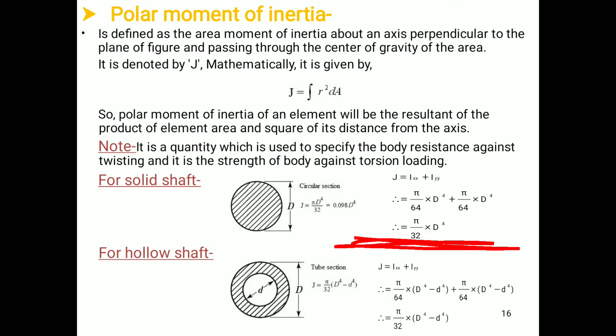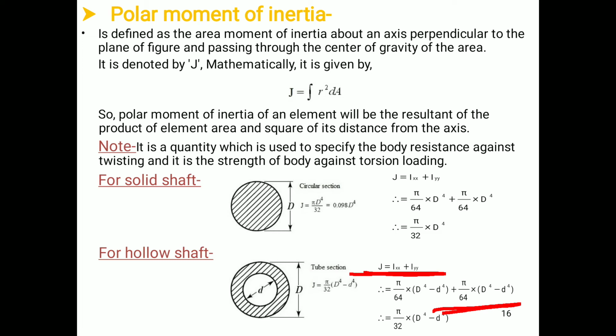Now we are going to derive the polar moment of inertia for a hollow shaft. From this figure, we have a hollow shaft which has an outer diameter capital D and the internal diameter small d. So it is a hollow shaft. So J is equal to Ixx plus Iyy. For hollow shaft, we have Ixx equal to pi by 64 into capital D raised to 4 minus small d raised to 4. This is the value of Ixx, whereas Iyy is also the same, therefore plus pi by 64 into capital D raised to 4 minus small d raised to 4.